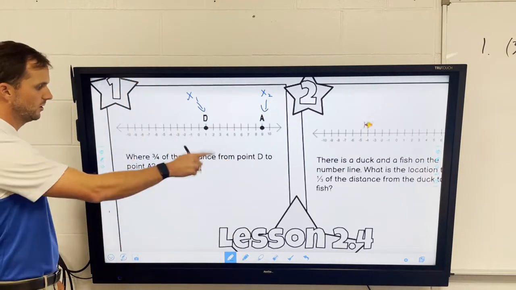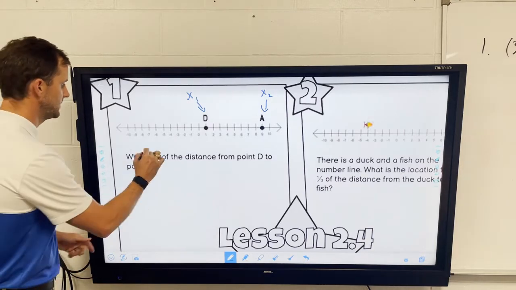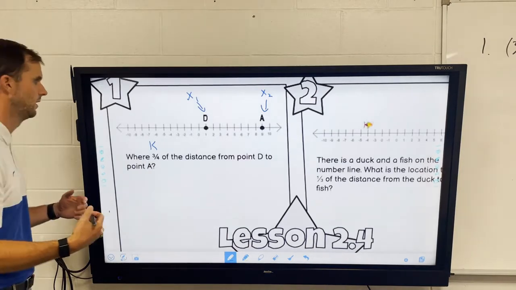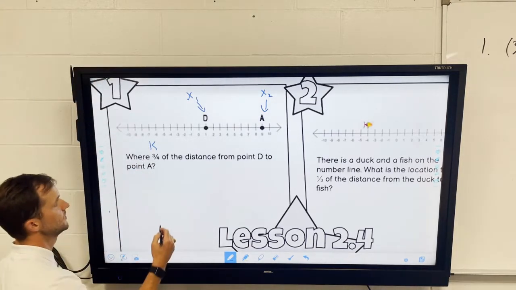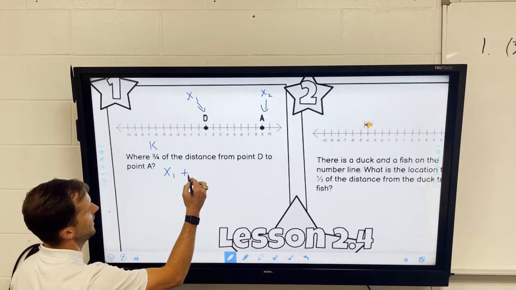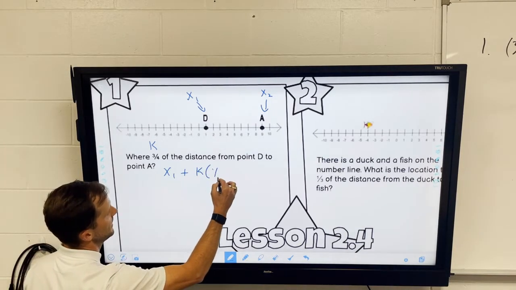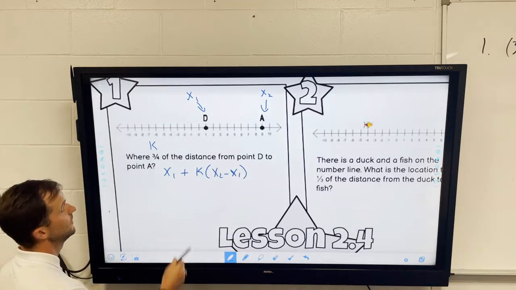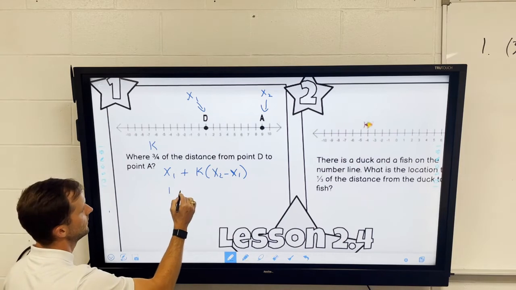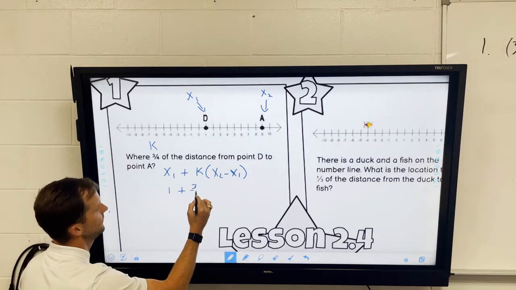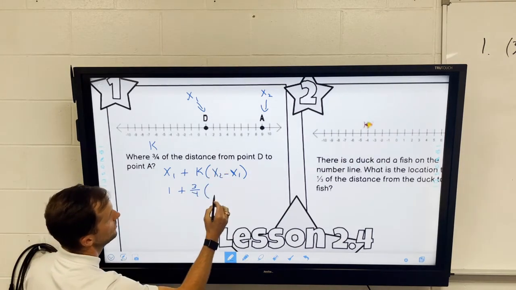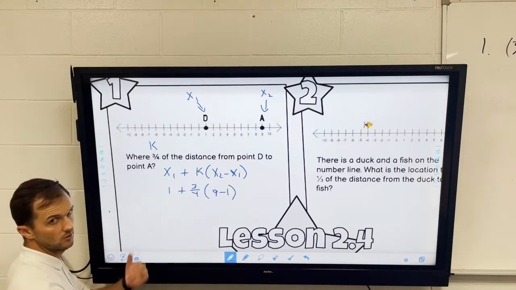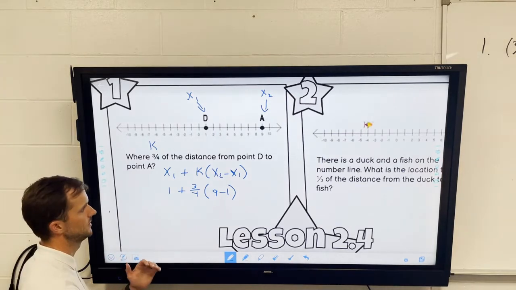Now whenever we look here, where is 3/4 the distance, that is actually going to be your k. So that's where we're going to plug it into my formula. The distance here is going to be x1 plus k times x2 minus x1. Literally all I have to do is plug in that info. So x1 is D, which is 1, plus k, which is 3/4, times x2, which is 9, minus x1, which is 1. And now I just have to solve to find the fractional distance of that.